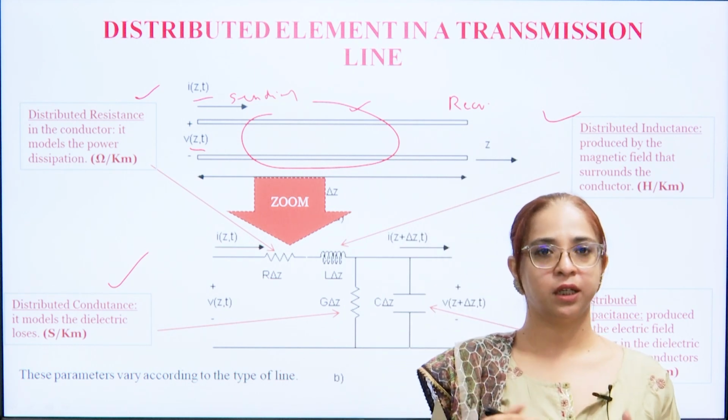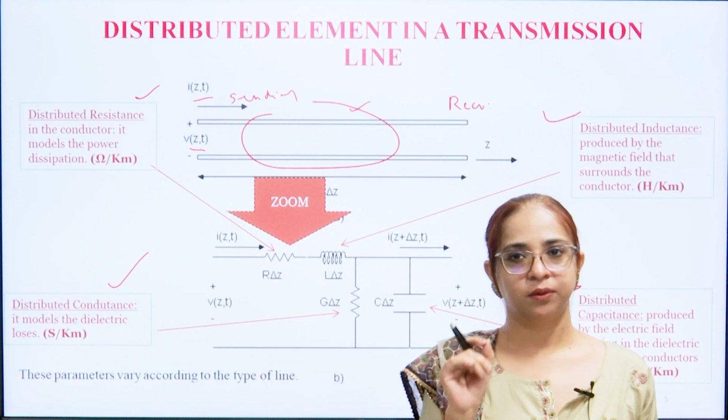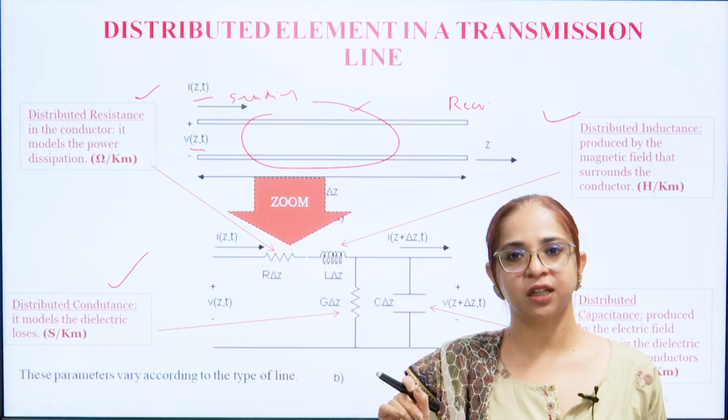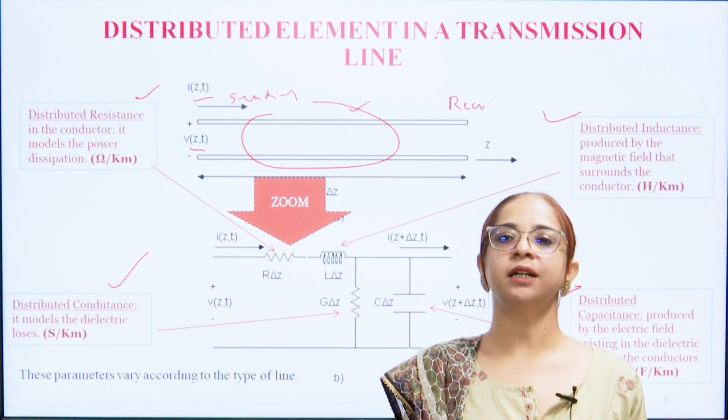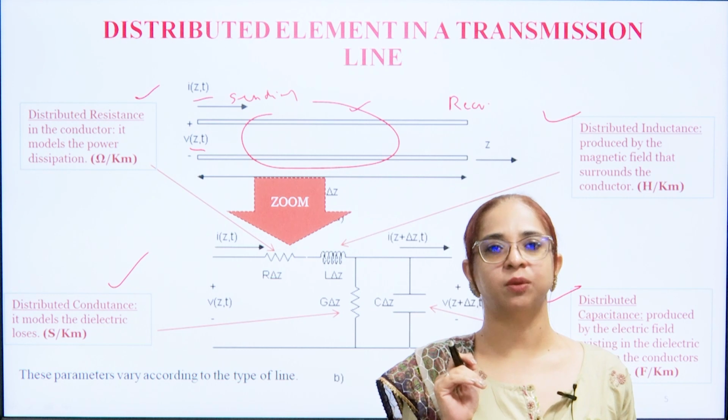Now how do we denote them? So first things first, resistance and inductance are to be considered in the series branch, and conductance and capacitance are to be connected in the shunt branch.